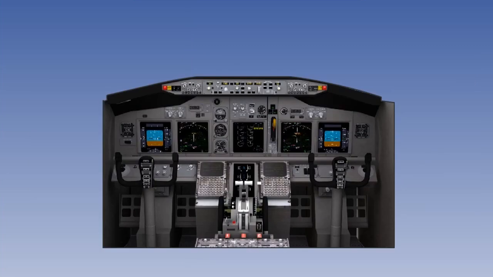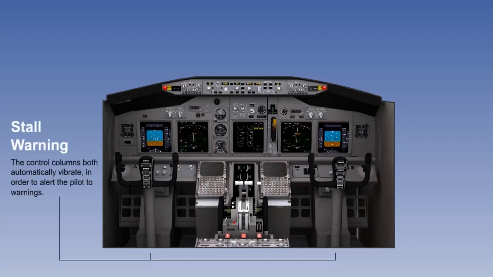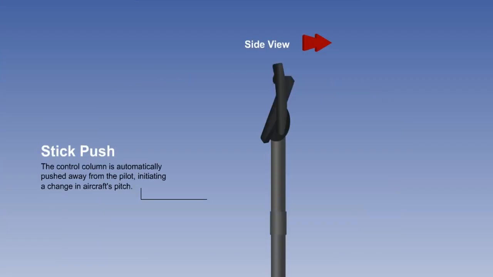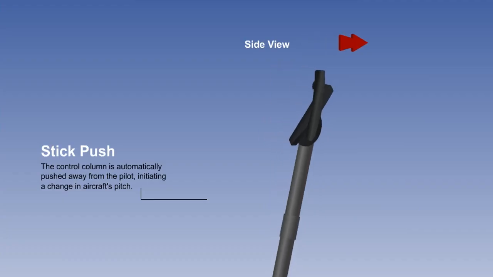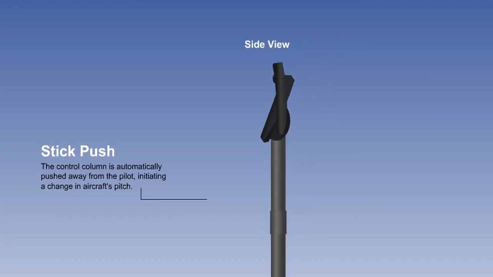Finally, we consider sensory warnings. The primary example of a sensory warning is the stall warning system. This causes the control column to vibrate. In some aeroplanes, it also pushes the control column forward as a stick push, which initiates a change in pitch of the aeroplane.